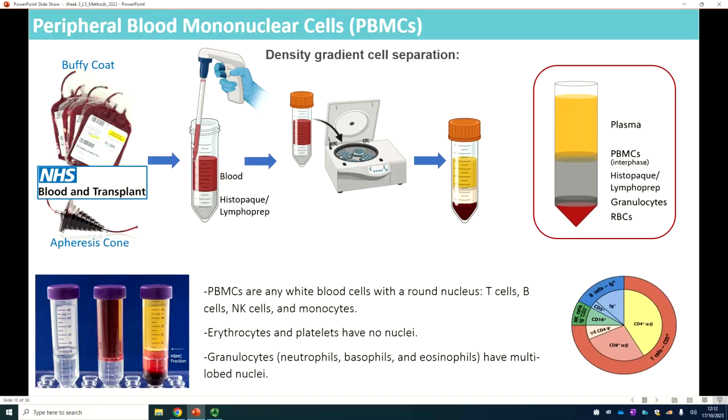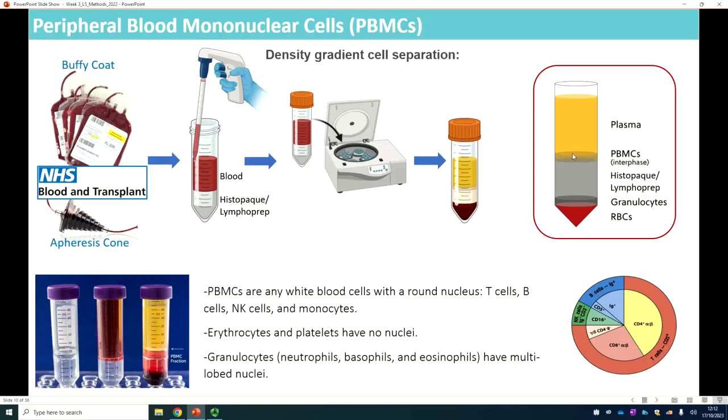So what we have here is a 50 ml tube, and we're layering our blood from the Buffy coat or the apheresis cone on top of a layer of Histopaque or Lymphoprep. The names are interchangeable, brand names, whatever. But essentially it's a dense liquid. So you carefully layer it on top, and then you put it in the centrifuge and spin it for an extended period of time. And what will happen is it will separate out into something that looks like this.